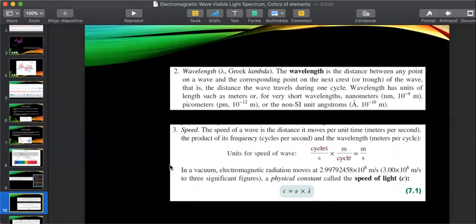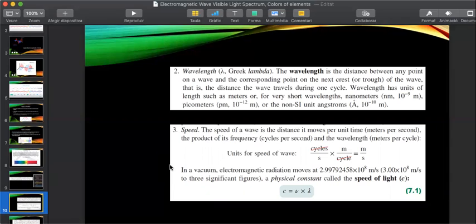Okay, the wavelength is the distance between any point on a wave and the corresponding point on the next crest or trough of the wave. That is the distance the wave travels during one cycle. Wavelength has units of length, such as meters, or for very short wavelengths, nanometers, for example, picometers, or non-SI units like angstroms.